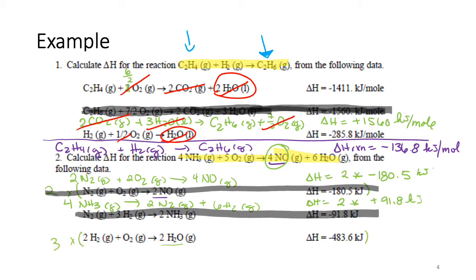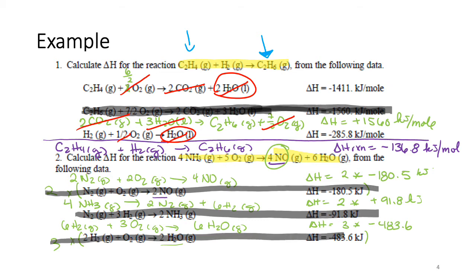Times 3. And that gives me 6 H2s plus 3 O2s makes 6 whole waters. I multiply by 3, but didn't flip, so I keep my sign. So 3 times negative 483.6. And once again, I highlight it away so I don't see it.